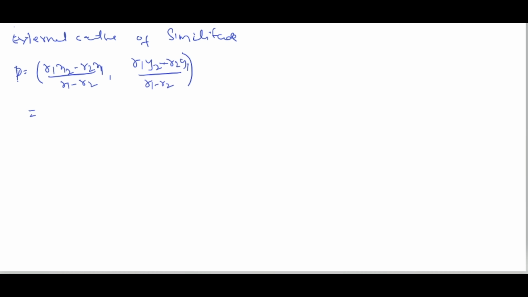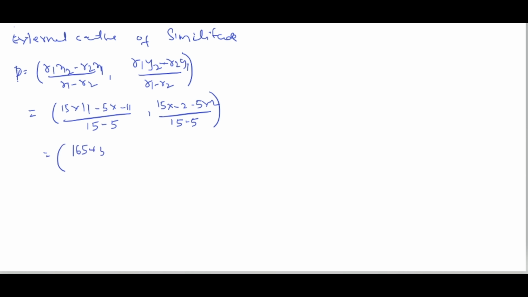So substituting R1 is 15 and R2 is 5: (15 into 11 minus 5 into minus 11) by (15 minus 5), comma, (15 into minus 2 minus 5 into 2) by (15 minus 5). That is equal to (165 plus 55) by 10 comma (minus 30 minus 10) by 10. 165 plus 55 is 220 by 10, that is 22, comma minus 40 by 10 is minus 4. This is the point of contact.